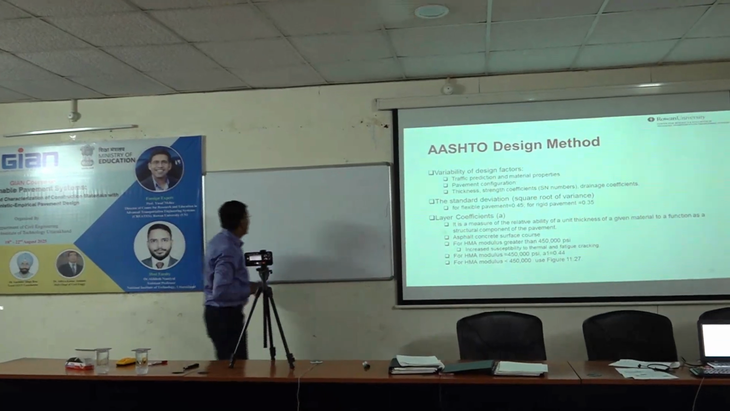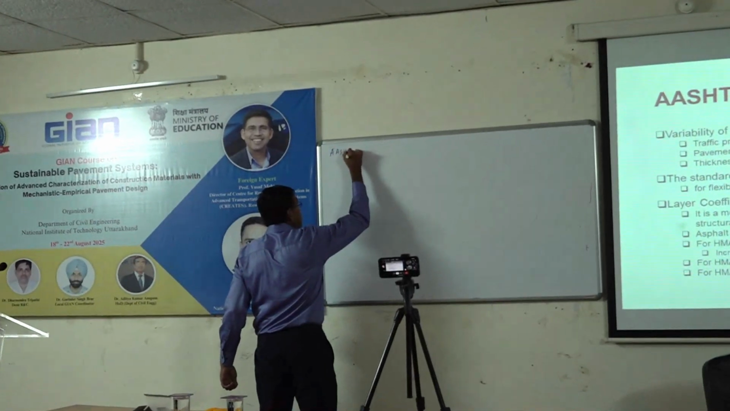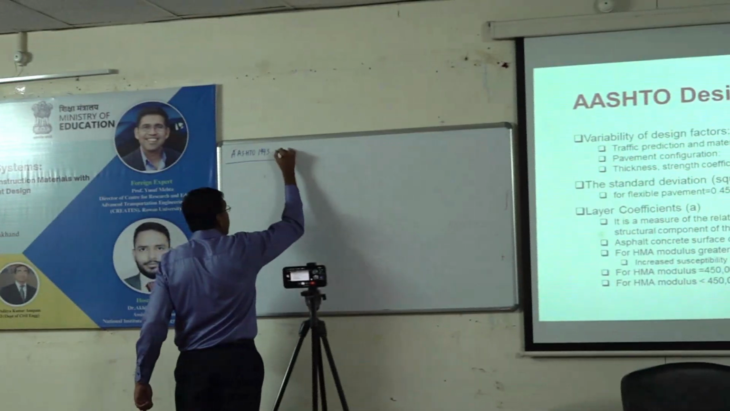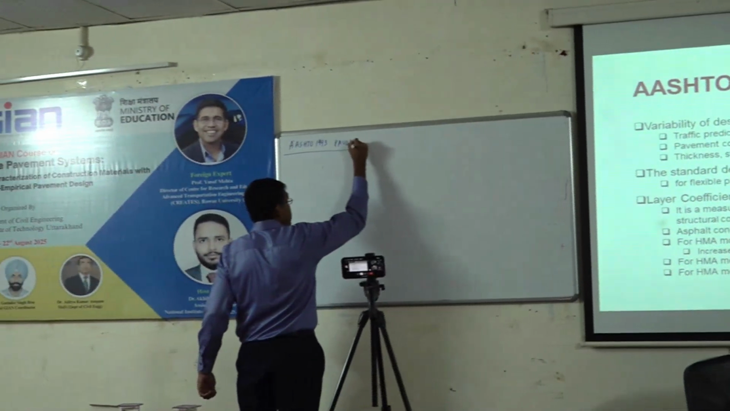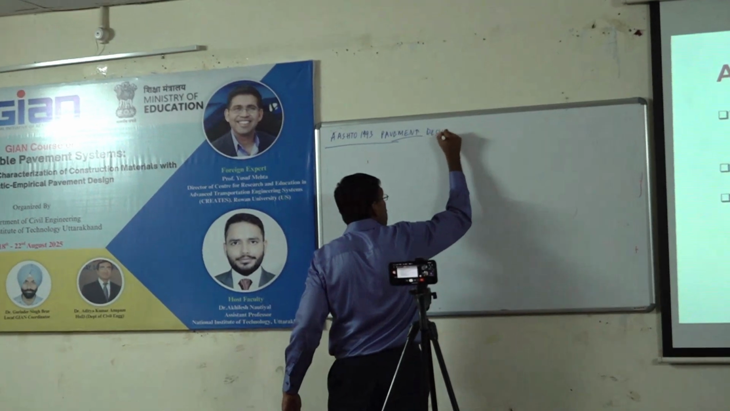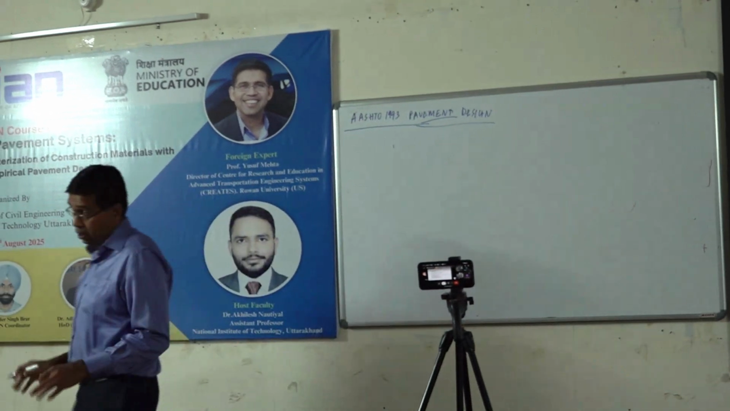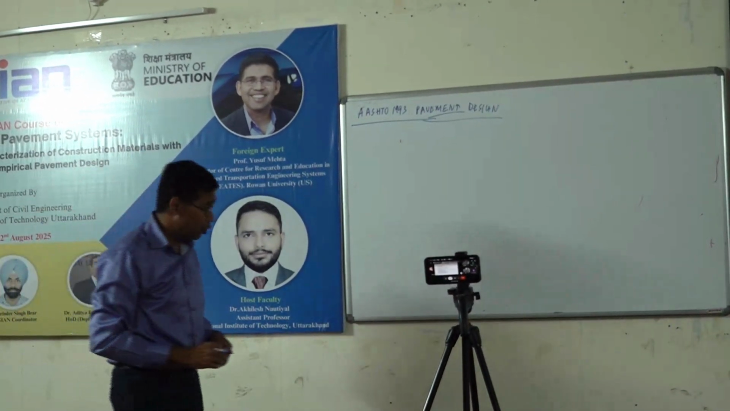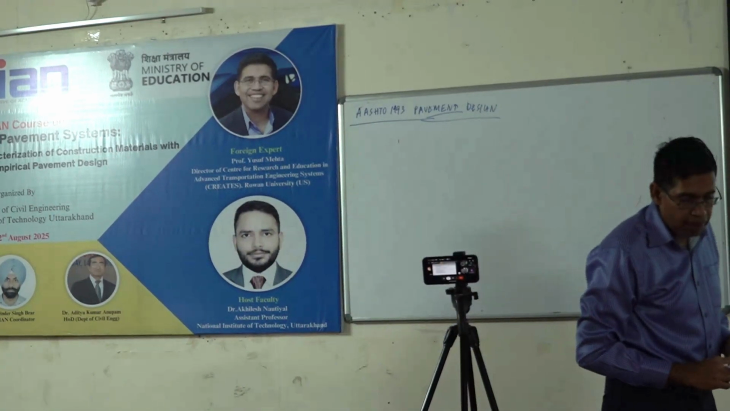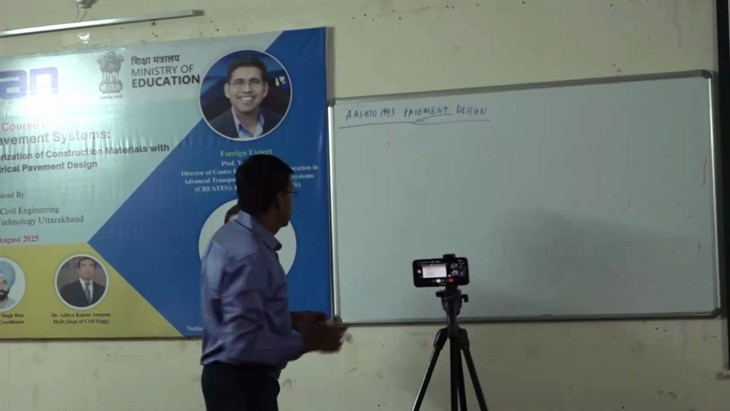Let's look at this. AASHTO 93. This is completely empirical. There is no model. Remember, AI was the mechanistic empirical model. There's no model here. This is completely statistical. I'm going to go through some of the factors, some of the requirements of this.